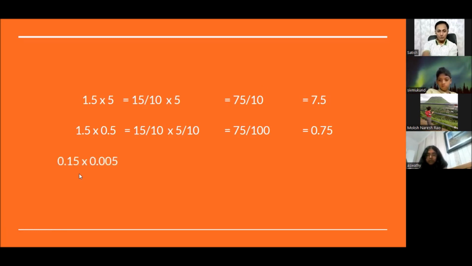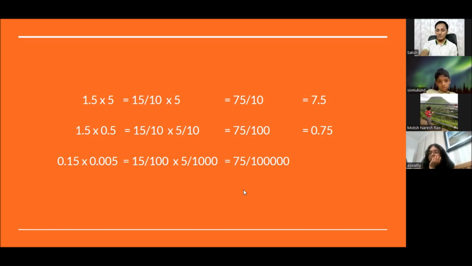Right? So now you see 0.15 into 0.005. How do we do it? We can do it like this: 15 by 100 and 5 is 5 by 1000. So this becomes 75 by, you see, 5 zeros. So 75 by 5 zeros, you see, 0.00075. 5 decimals.